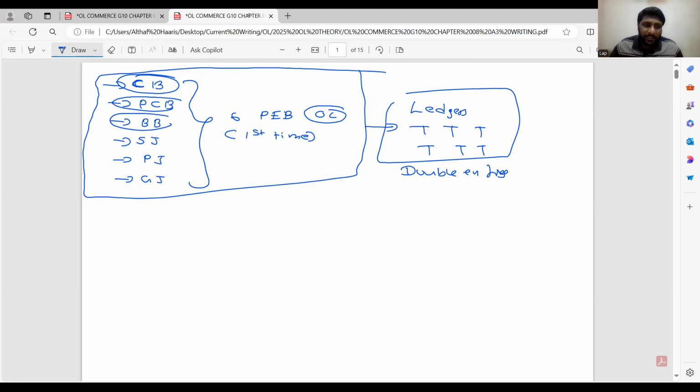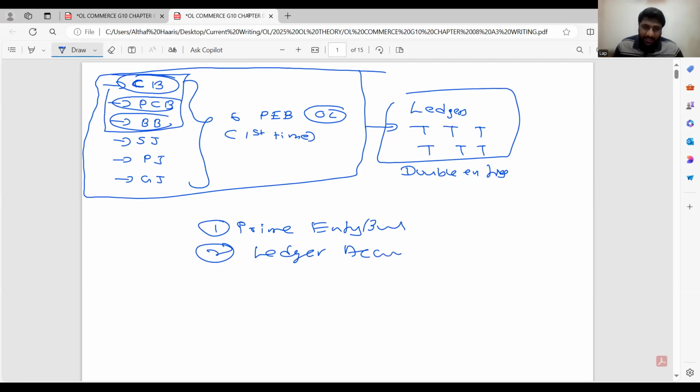Likewise, these 3 books are a little special. Why is it special? These 3 books act as two things: one is a prime entry book, and the other is a ledger account, a T account also. In the cash book, all the cash transactions you record for the first time, and on top of that, all the double entries are also maintained in the same book. When you do the questions, you will get it properly.